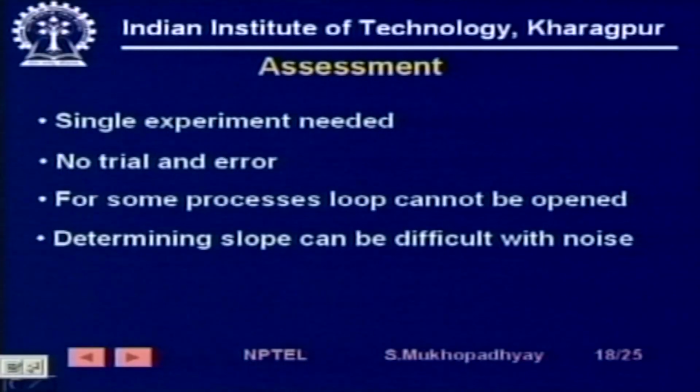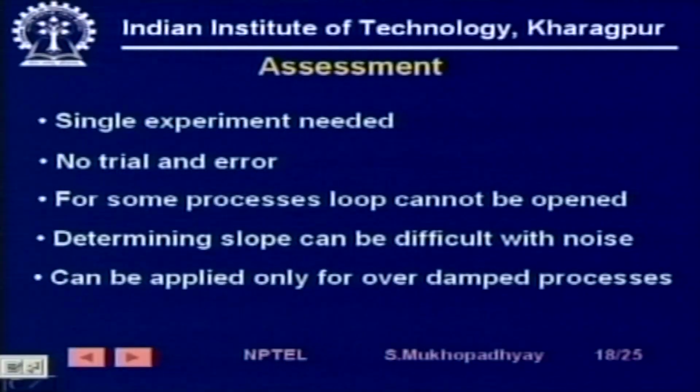So in such cases this is not applicable. And sometimes determining these slopes etc. can be very difficult, especially when you have noise. When you have noise, finding the slope numerically from data can be very complicated, and you have to use good approximation procedures. And finally note that this procedure is applicable only for over-damped processes, not for under-damped processes. So you cannot take an open loop under-damped process and use this procedure, although you may be able to find some value of K, Td and M. So we need a closed loop procedure.